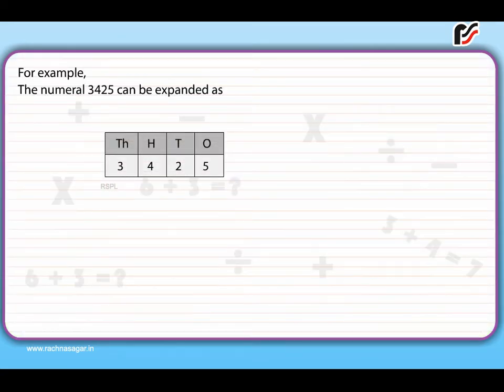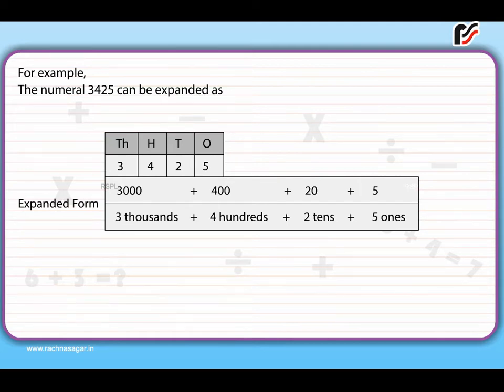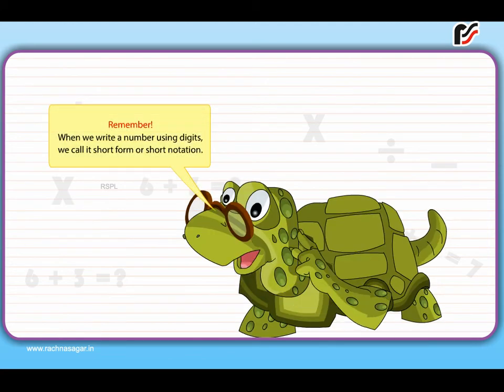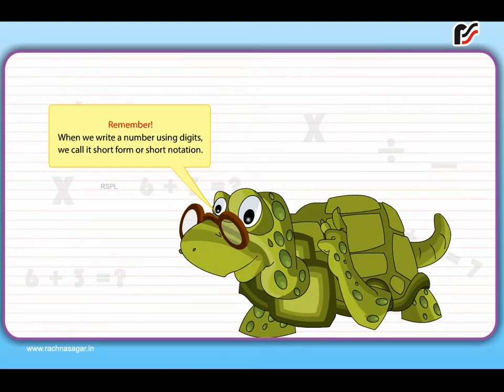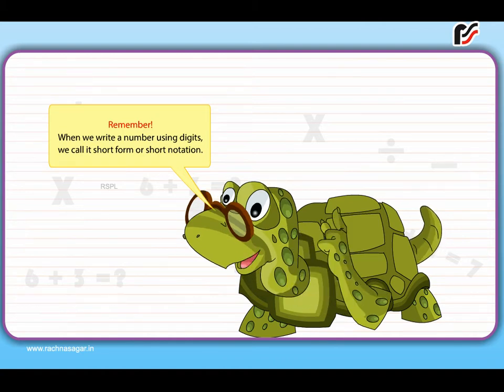For example, the numeral 3425 can be expanded as 3000 plus 400 plus 20 plus 5, or 3000s plus 400s plus 2 tens plus 5 ones. Remember, when we write a number using digits, we call it short form or short notation.